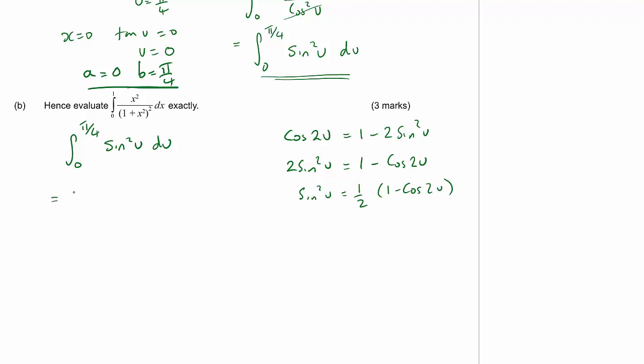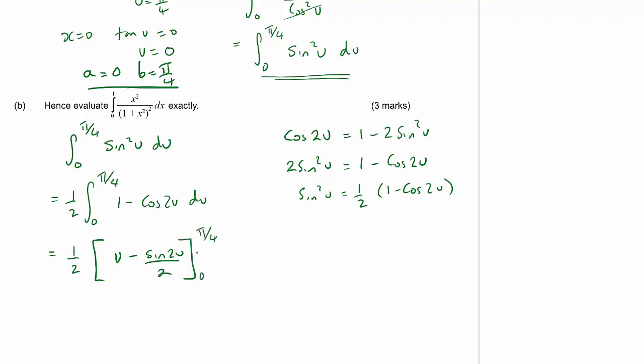So this can become 1/2 of the integral from 0 to pi by 4 of (1 minus cos 2u) du, which is a half of u. Now cos integrates to sine, so that's going to be minus sine 2u over 2. Don't forget the chain rule. From 0 to pi by 4, which is going to be a half of, use the top limit, and we get pi by 4, take away, 2 times pi by 4 is pi by 2, sine pi by 2 over 2.